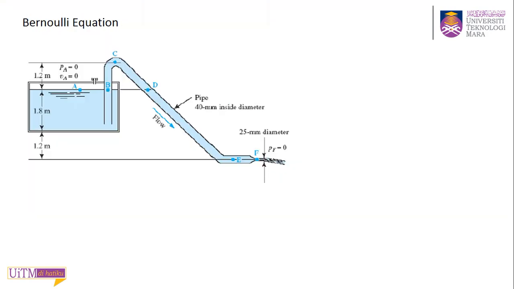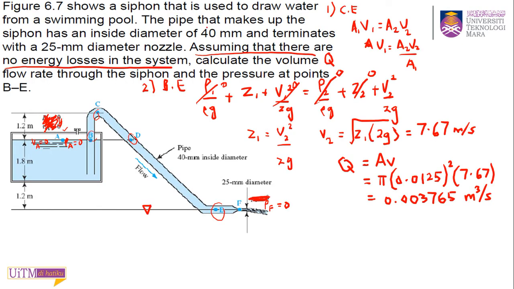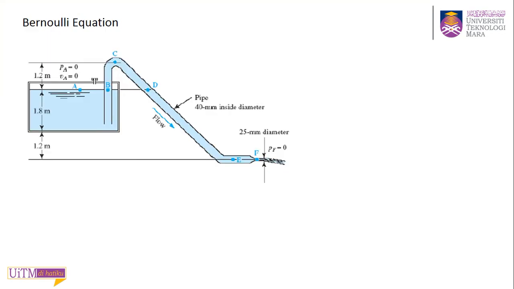Okay, I think we have answered. Is there an answer? Yes. So 3.766, okay, so that's your first question. Now they ask you to find the pressure at points B until E. Okay, first you want to solve the pressure at point B. So again we take a point, we compare with point A because they have a lot of zero terms. Okay, so we take points A and B.